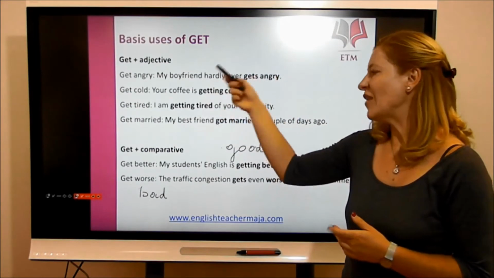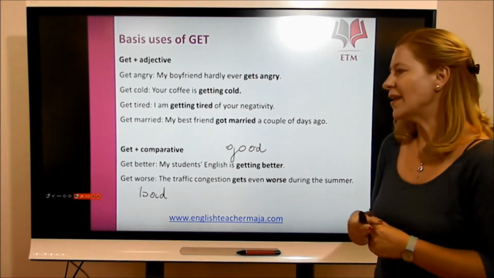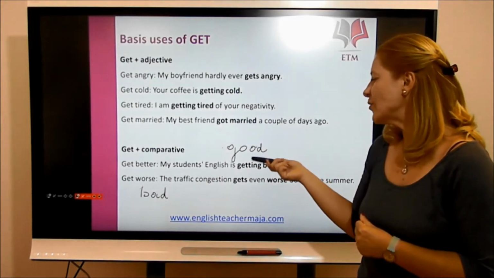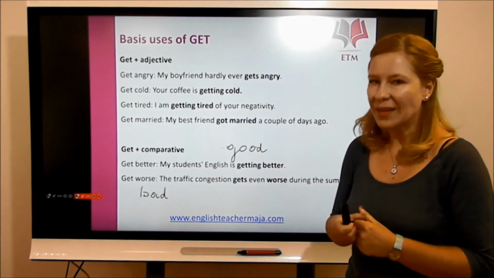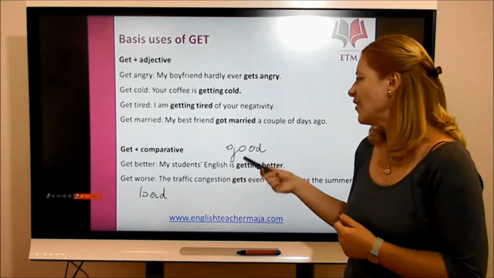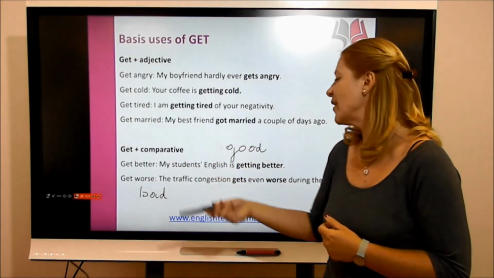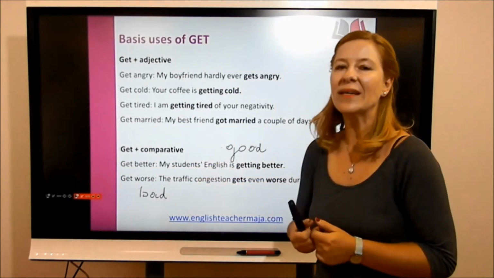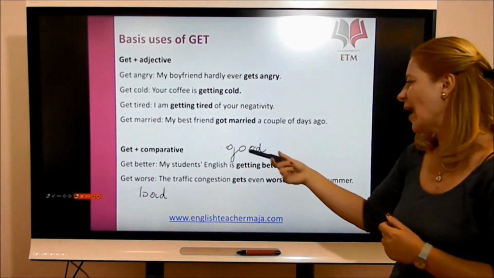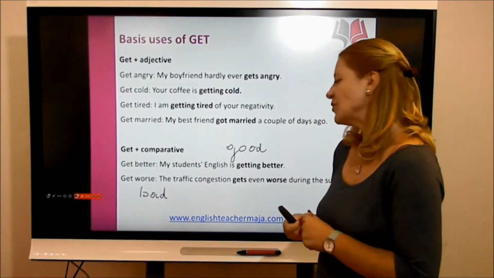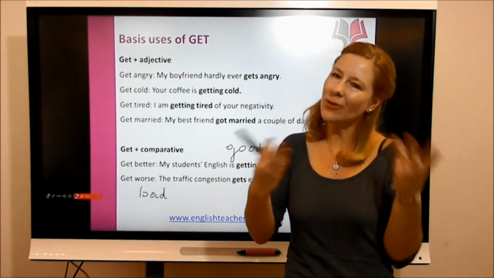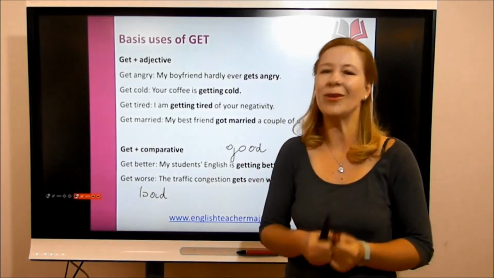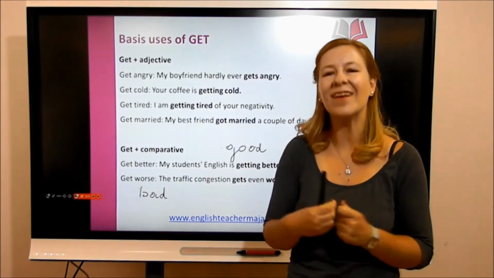Okay, so that's how you could use it. You could combine it with adjectives. Another way is to combine get with comparatives. Good is an irregular adjective and the comparative form is better. Bad is an irregular adjective and the comparative form is worse. So you have: my students' English is getting better. It's about you, because I'm sure that your English is getting better because you are so motivated.